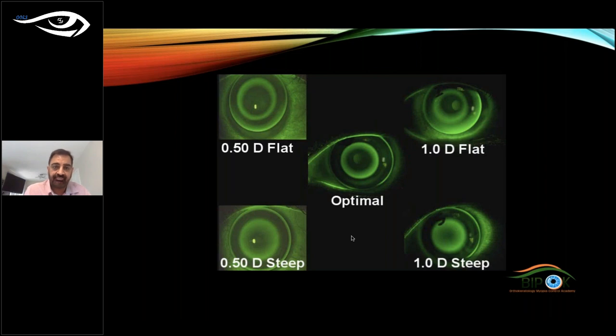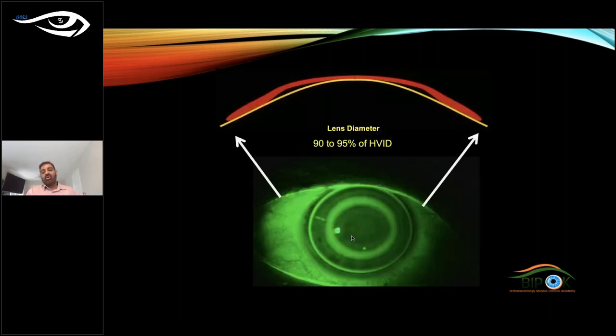I'm showing you here. Now the lens diameter also is very, very important because I didn't put that up earlier. Because if you want to control the lens movement, then you can control it with the lens diameter too. So if it's just a mild toric cornea, then you can use a lens diameter to control it. And there are people up in USA, and I myself have done it, although it says here 90 to 95% of HVID, we've actually gone up to 11.2 or 11.4 even, further than the cornea, flying over the limbus.